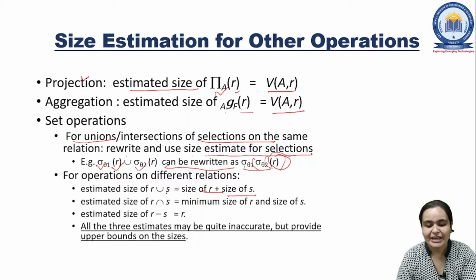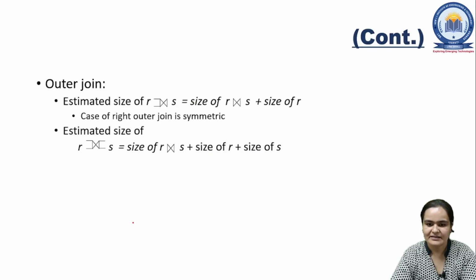Similarly, the estimation of intersection of two relations will give the minimum of the size of R and the size of S. The estimated size of R minus S will be the size of R. All three estimates, as we have seen, may be quite inaccurate, but they provide an upper bound of the size. So, that will be closer to the exact size.